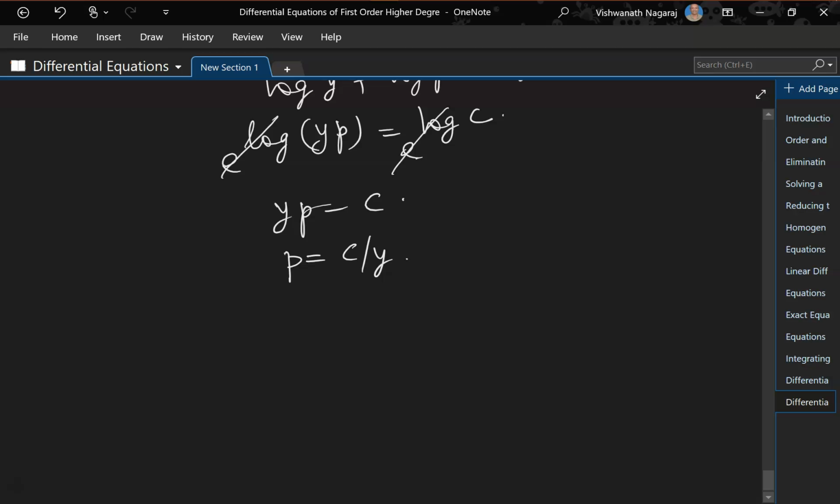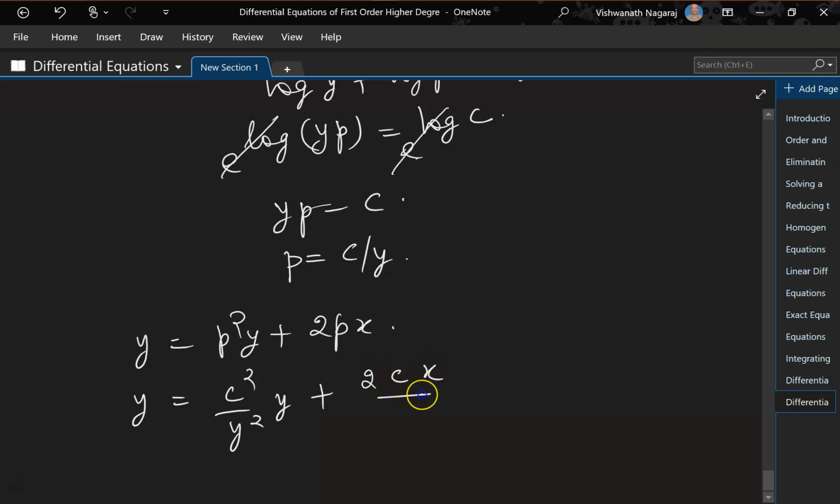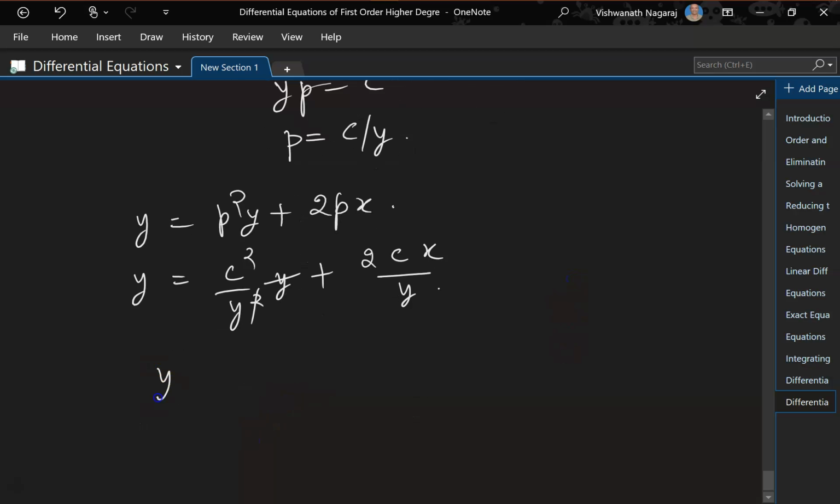Now let's substitute it back into our original equation. So y is equal to p square y plus 2px. Let's substitute p, so y is equal to c square by y square times y plus 2cx by y. One of the y's gets cancelled, y is equal to c is common, c by y is common, so we are left with c plus 2x. Y square is equal to c times c plus 2x.